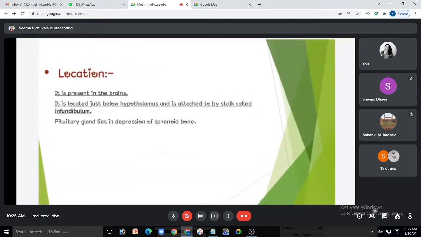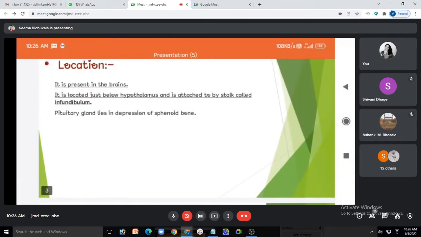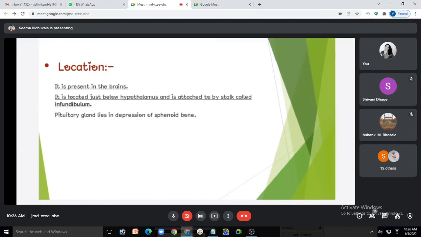After that, location. The pituitary gland is mainly located at the base of the brain. It is located just below the hypothalamus and attached by a stalk called the infundibulum. That is, the infundibulum connects the hypothalamus and the pituitary gland. The gland lies in a depression of the sphenoid bone. Now this is the location of the pituitary gland.